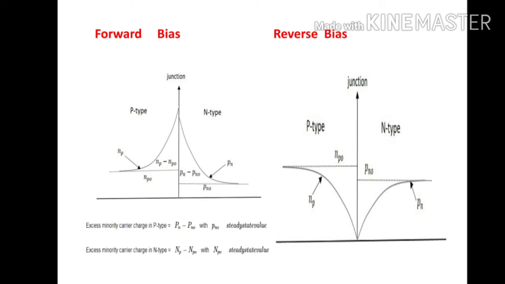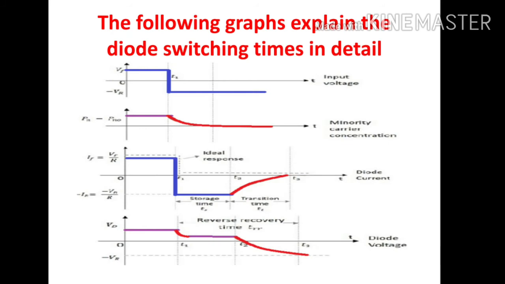Okay, now in this diagram we can clearly understand the diode switching times. The time required for the diode to change from forward bias to reverse bias is the reverse recovery time, which is indicated as TRR. The first graph indicates the input voltage given. So forward voltage will be on the positive side and reverse voltage will be on the negative side. And on the x-axis time is taken, on the y-axis voltage is taken.